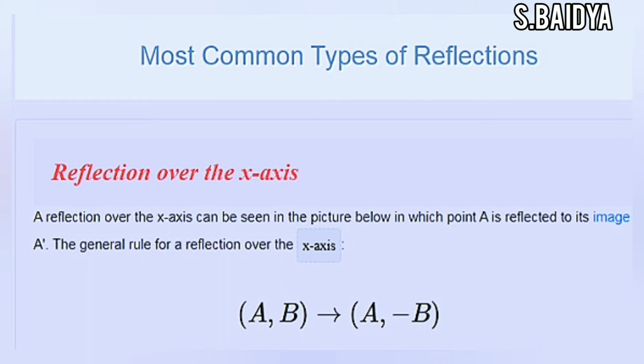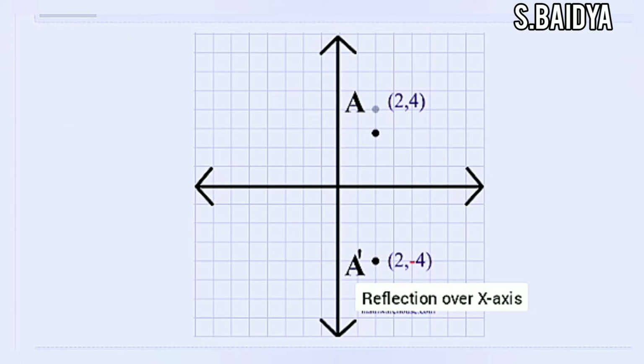Here in this video I am giving you some most common types of reflections. Reflection over the x-axis. A reflection over the x-axis can be seen in the picture below, in which a point A is reflected to its image A dash. The general rule for reflection over x-axis is from the coordinate (a, b) to (a, minus b). Here is the video for showing you the reflection over x-axis.